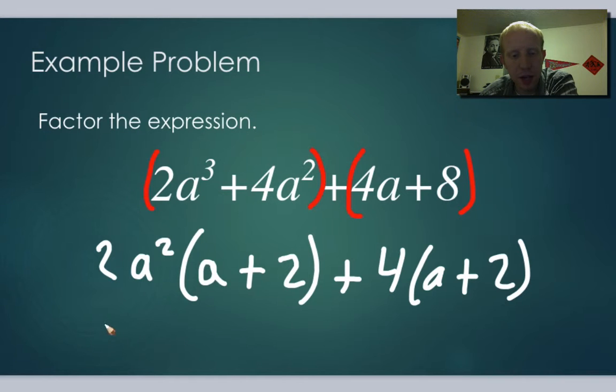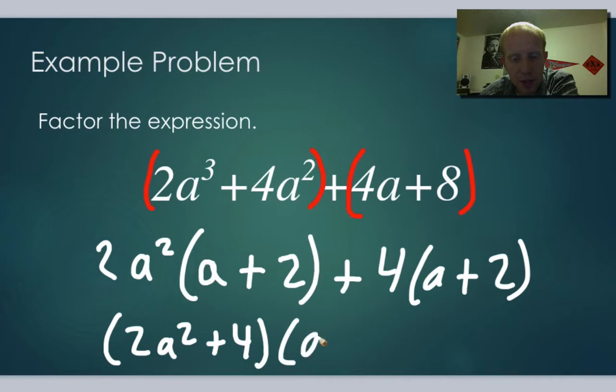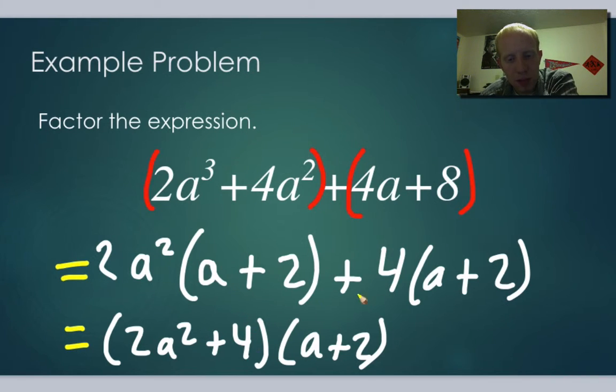So notice if I rewrite this entire expression like this, 2a squared plus 4 times a plus 2, and treat that all as one expression, notice how this would simplify. If I was trying to distribute this out, it'd be 2a squared times this expression and 4 times this expression. So this line right here is exactly the same as that line right there, because if you think about how a distribution works, we'd get 2a squared times a plus 2 plus 4 times a plus 2.